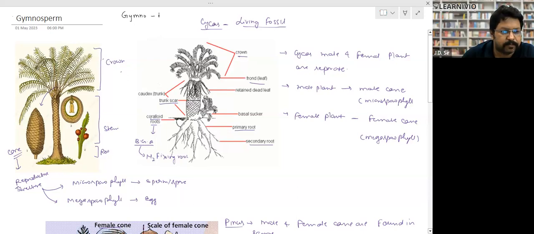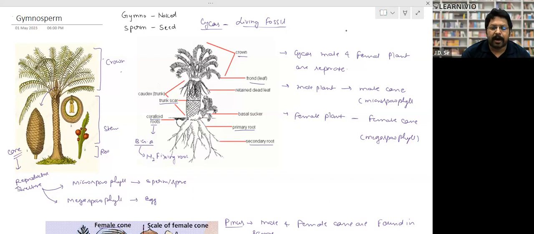So look, let me write it. Gymno means naked, and sperm means seed. So those plants which have naked seed are called gymnosperm, right? The representative of gymnosperm is Cycas. Cycas is known as a living fossil, right? Bacteria is not called a living fossil. Cycas is called a living fossil.